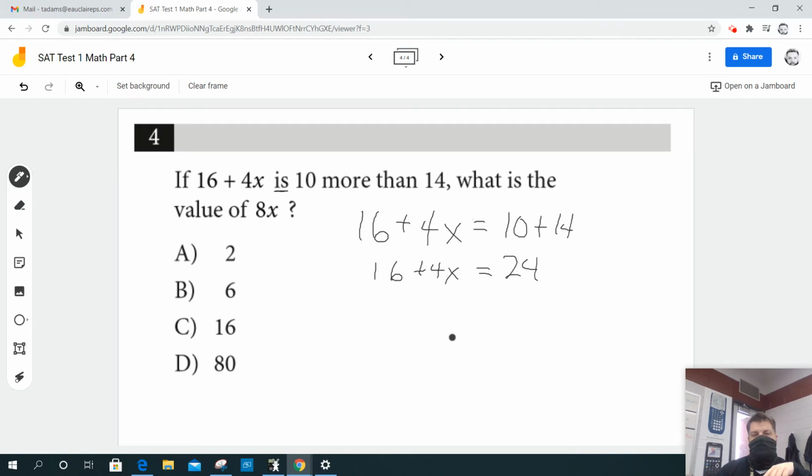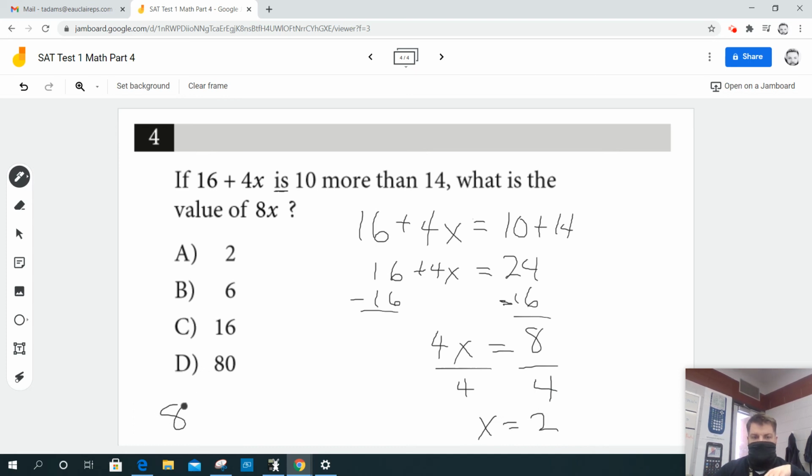All right, so now I'm going to subtract 16 from both sides, and I get 4x equals 8. Now it says, what's 8x? Well, 4x equals 8. I could solve for x and plug it in. Yeah, let's just do that. Or I could just multiply by 2, but we'll just do this. So I divide both sides by 4, and I get x equals 2.